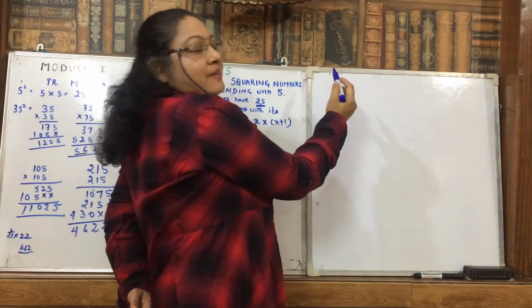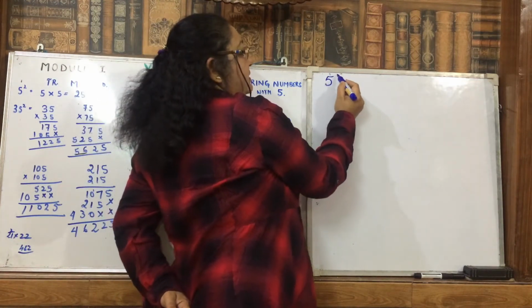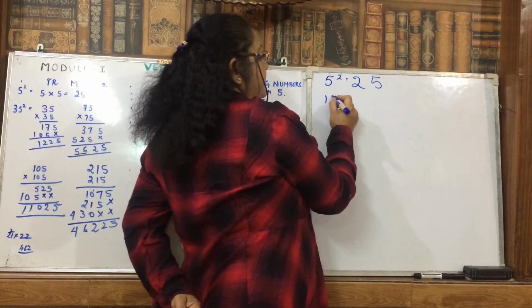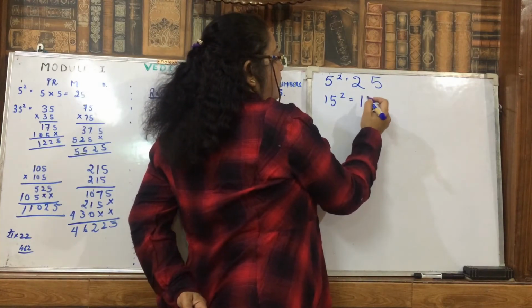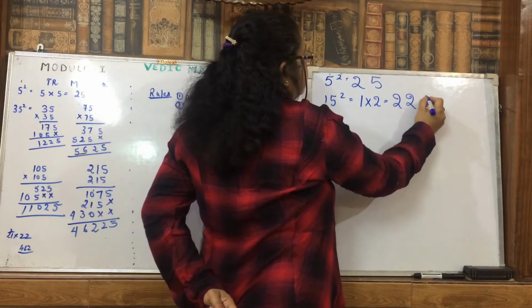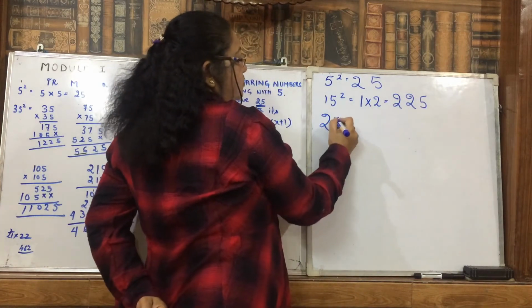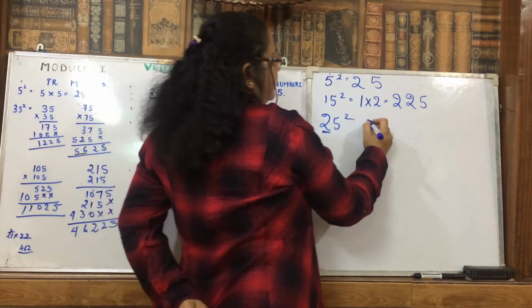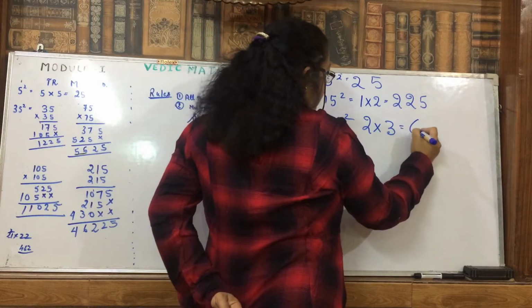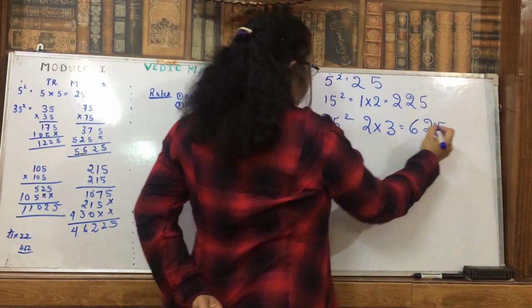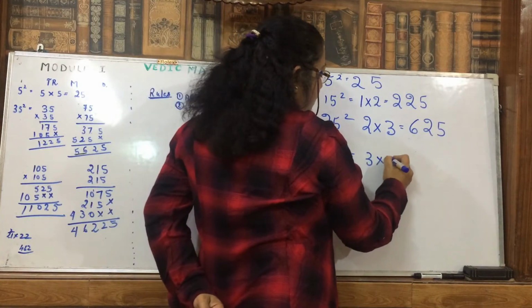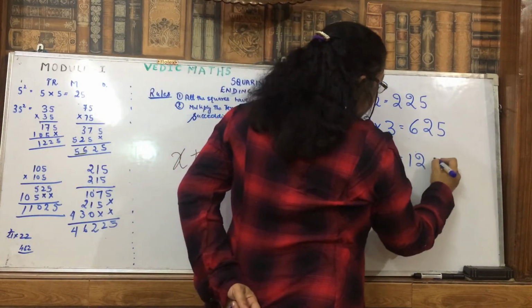Now let's square numbers by the Vedic method. 5 square becomes 25. 15 square: you multiply 1 into 2, you get 225 as the answer. 25 square: take the number in the tens place, multiply with the one succeeding it, 2 3s are 6, you get the answer as 625. 35 square becomes 3 into 4, which is 12, so 1225.